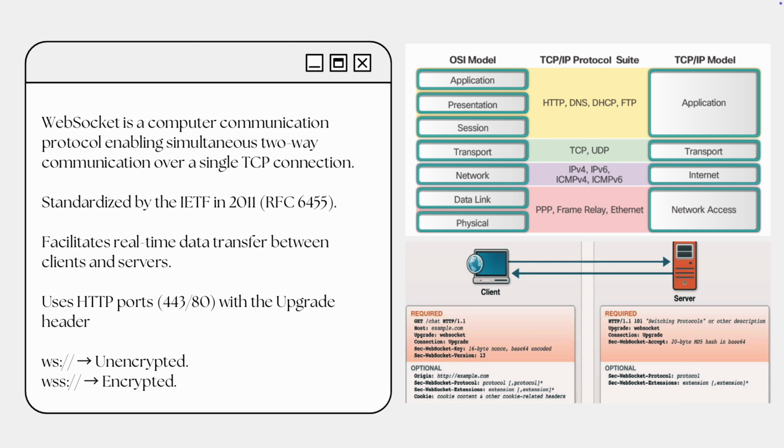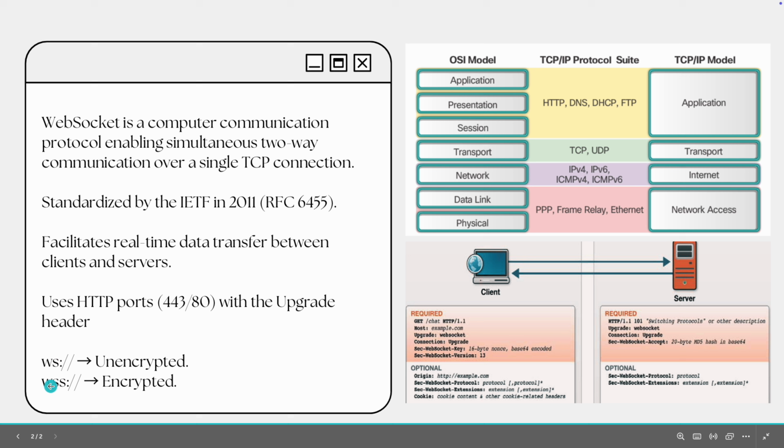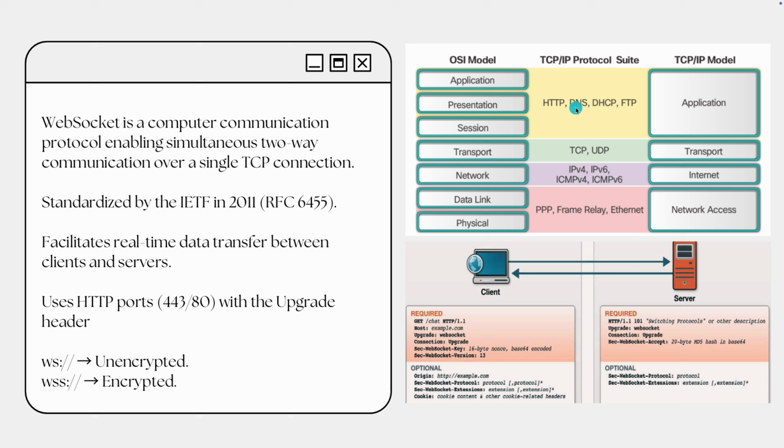So before, with only HTTP, the client sent a request, the server responded, and the server couldn't send data to the client without the client sending a request first. Now both sides can send a request without waiting for the other. The URL of a WebSocket would start with WS instead of HTTP, and for an encrypted connection we would use WSS, with two S's.